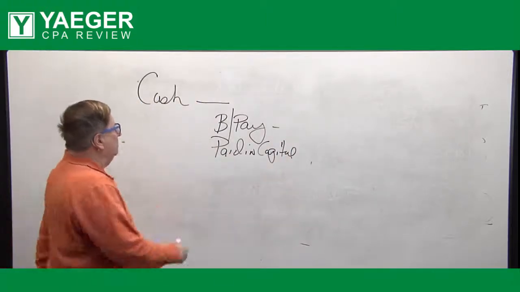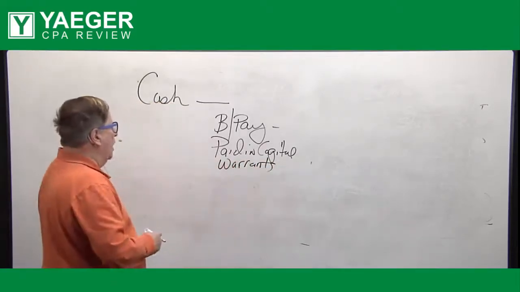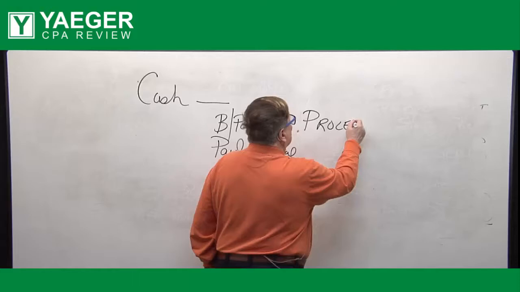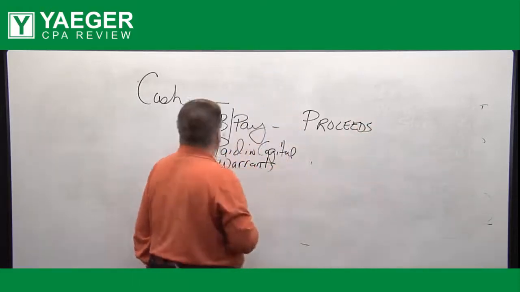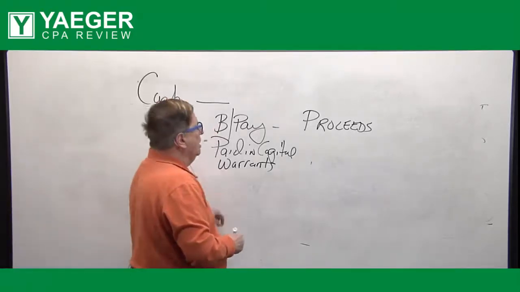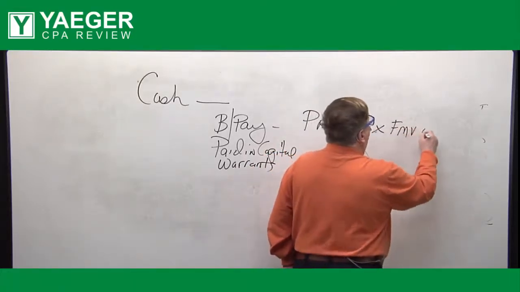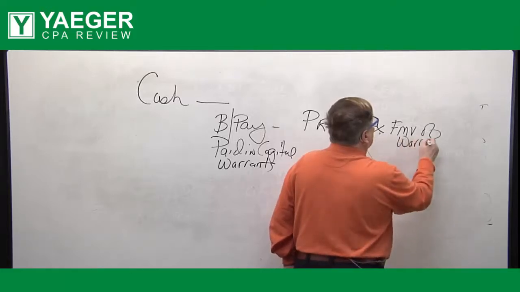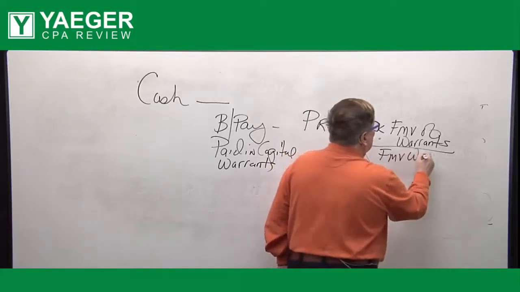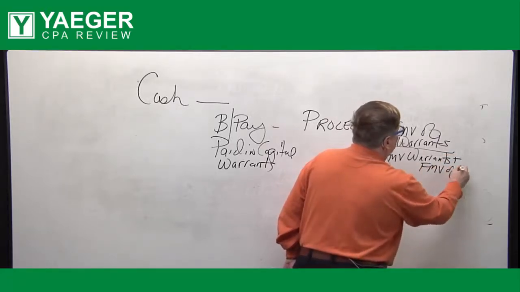Detachable warrants, paid in capital, all right, warrants. Now, how do you allocate it? Well, you're going to take the proceeds from the sale of the bonds with detachable warrants, and to determine the amount you allocate to the warrants, you're going to take the proceeds and multiply that by the fair market value of the warrants over the fair market value of a warrant plus the fair market value of the bonds.